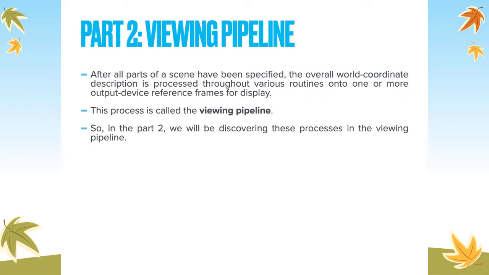After all parts of a scene have been specified, the overall world coordinate description is processed through various routines onto one or more output device reference frames for display. This process is called the viewing pipeline. So in this part 2, we will be discovering more of all these processes that are involved in the viewing pipeline.